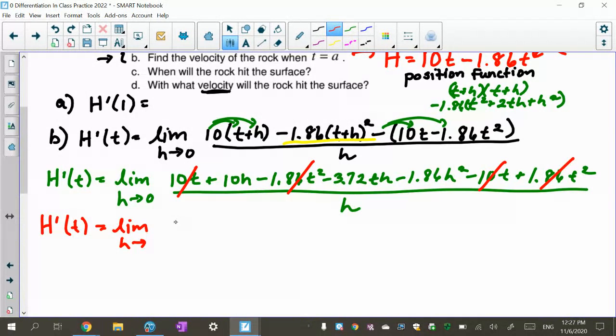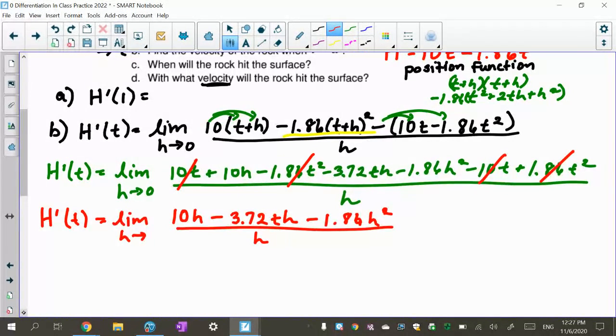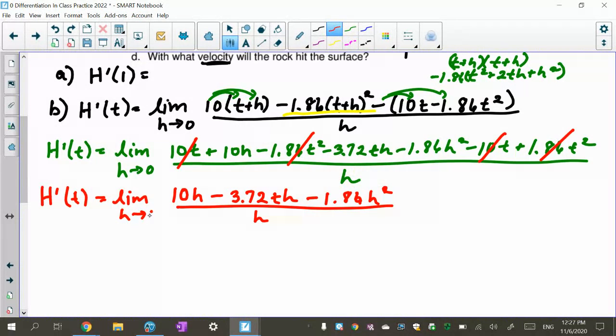Okay, so now we have 10h. Let's try this again. All right, minus 3.72th minus 1.86h squared, that's a 6, all over h, as h approaches 0. Now I know I can't plug 0 in yet, so I'm going to factor out the h.